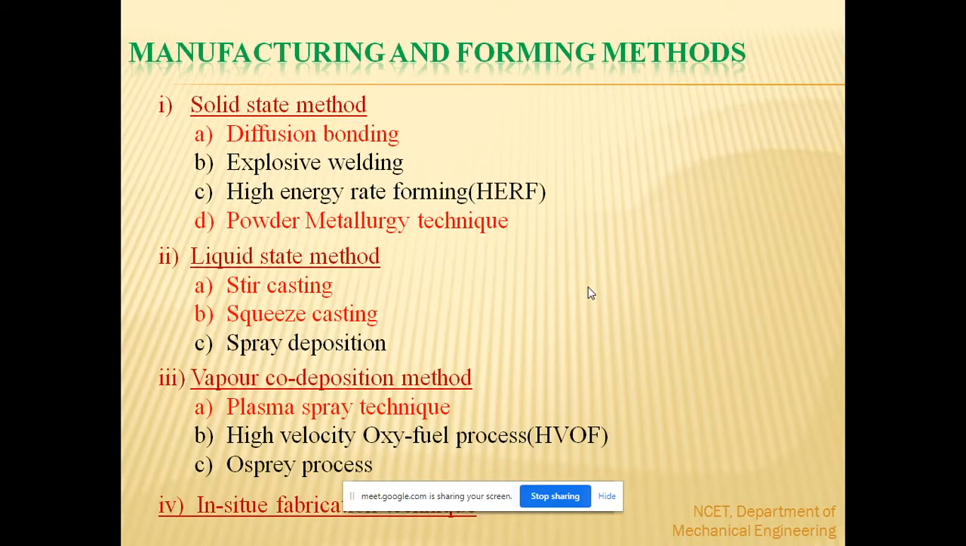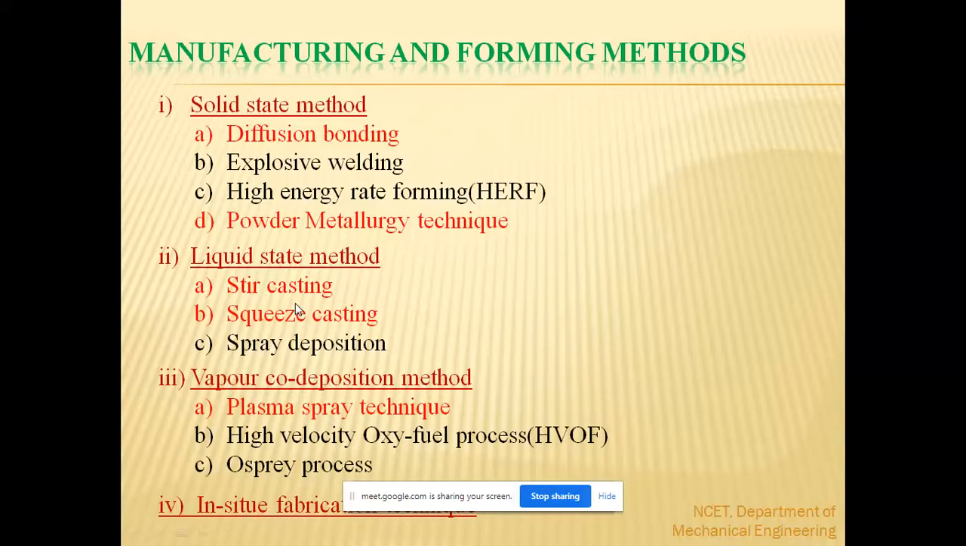Okay, next topic we have is manufacturing and forming methods. What are the different methods of fabricating or manufacturing metal matrix composites? Generally there are four different manufacturing methods. One is the solid state method, the liquid state method, the vapor co-deposition method, and the last one is the in situ fabrication technique.